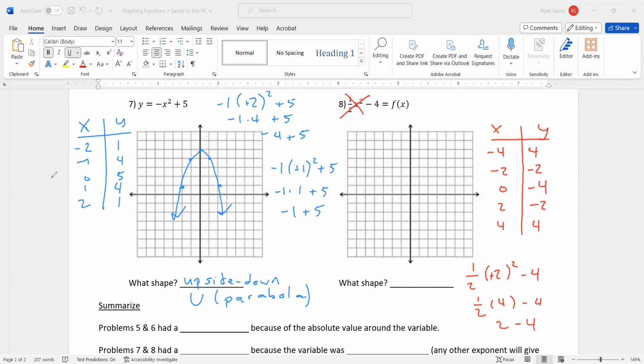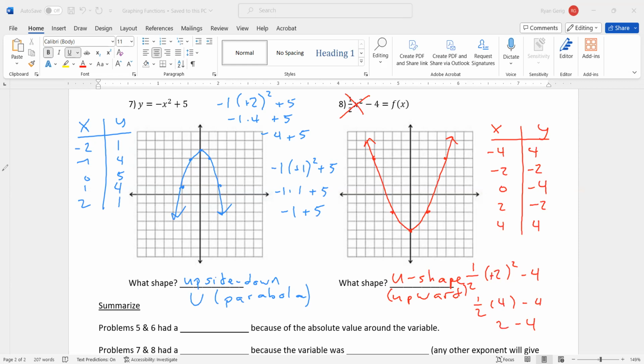So let's plot these points. Negative 4, 4. Negative 2, negative 2. 0, negative 4. 2, negative 2. And 4, 4. And again, you get a U shape. But this time, it is upward facing, because the number in front of x squared was a positive.